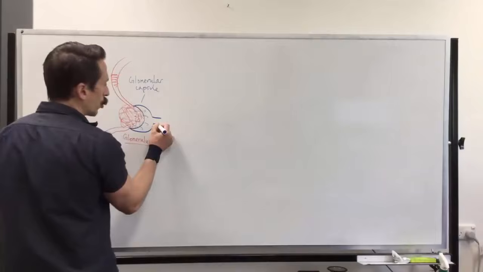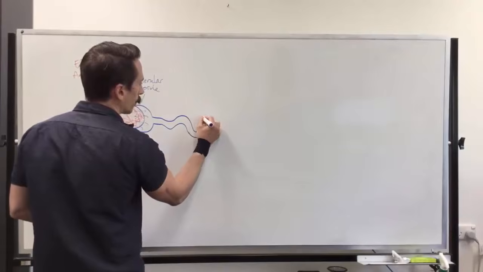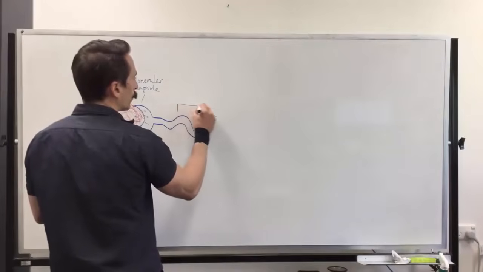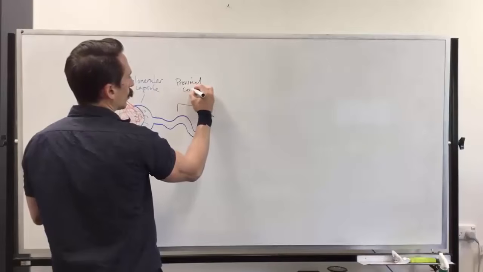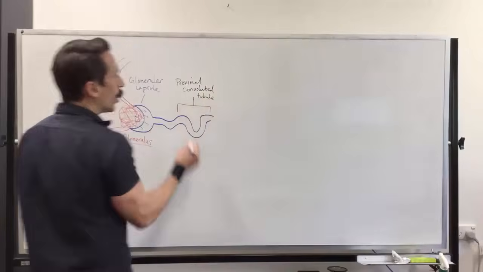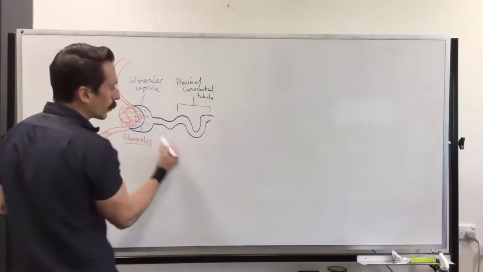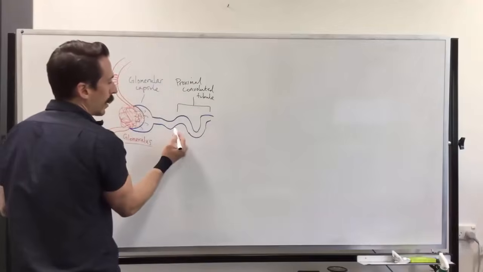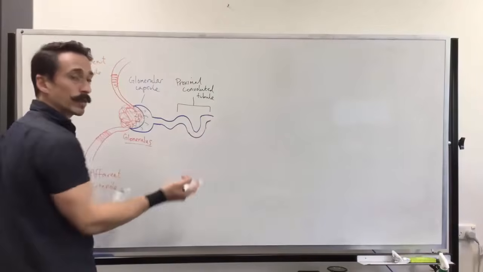So the very first tubule is called the proximal convoluted tubule. So this tubule here is the proximal convoluted tubule. Proximal because it's the tubule closest to the glomerulus and the glomerular capsule. Convoluted because it wraps and snakes its way around. This is a simplistic version, but it really is quite distinct in the way that it's wrapped itself around. And a tubule because it's a very small tube.